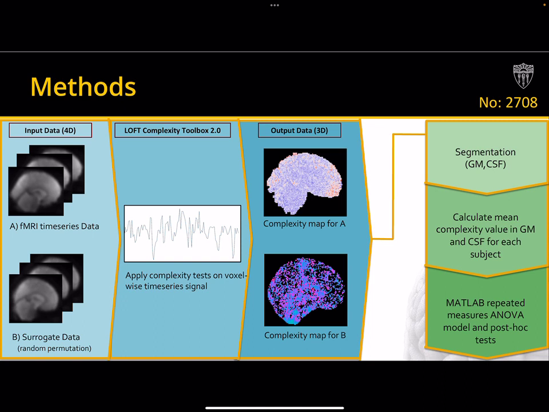Complexity of time series signals was measured using LOFT Complexity Toolbox for each subject scan, for all the complexity tests and all the combinations of parameters. The complexity maps are 3-dimensional images. We segmented the complexity maps into CSF and gray matter. Then, mean complexity values were calculated for gray matter and CSF. These steps were repeated for surrogate data and for all the temporal resolutions. For the statistical analysis, we used MATLAB repeated measures ANOVA model followed by post-hoc tests.